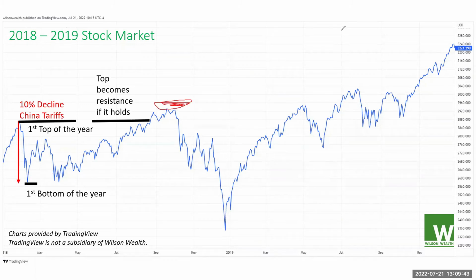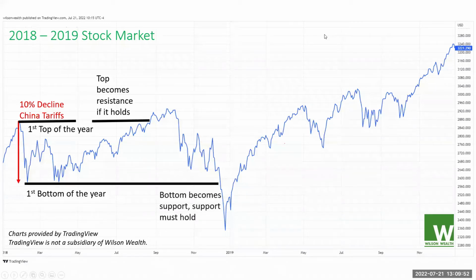Now, when that happens, what we see is that the market starts to decline. And when it starts to decline, it starts to fall.